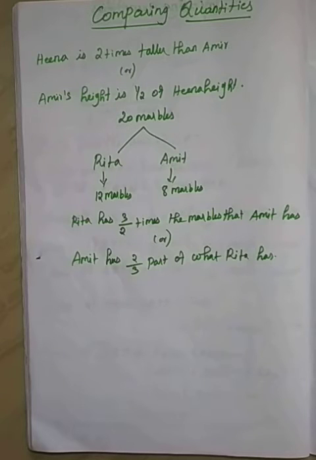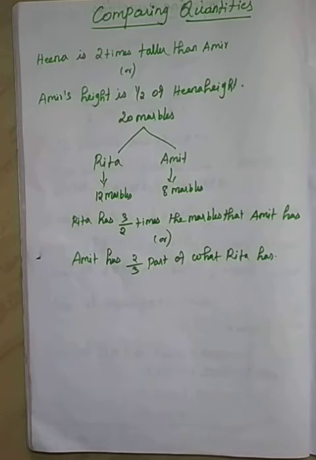cheetah and a man. The speed of a cheetah is 6 times the speed of a man. Now listen, the speed of a cheetah is 6 times the speed of a man, or otherwise the speed of the man is 1/6 of the speed of the cheetah. Everybody clear the speed example? That means the speed of the cheetah, let us consider, is 120 km per hour. So the speed of the man is 20 km per hour.